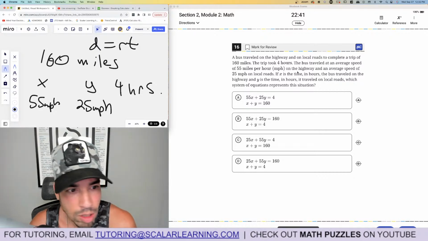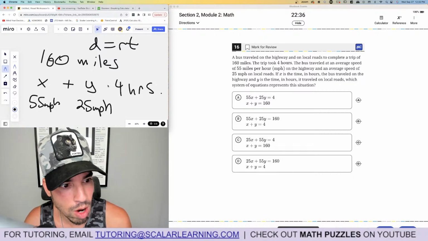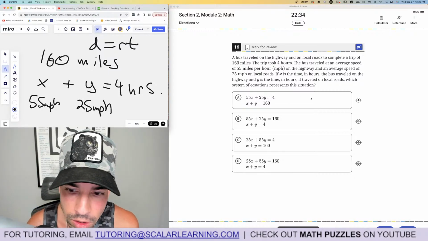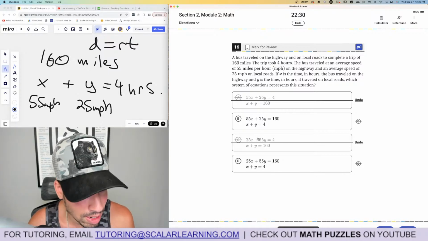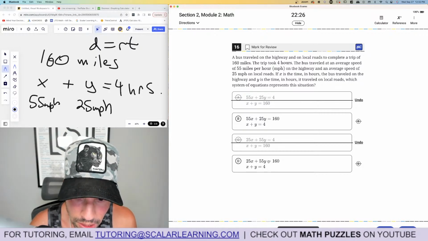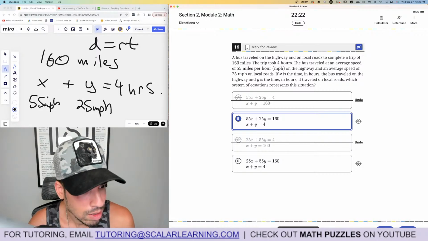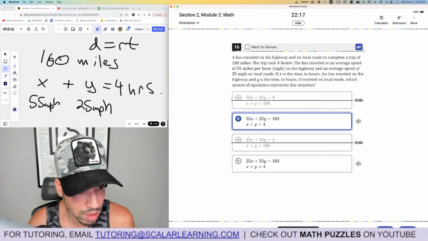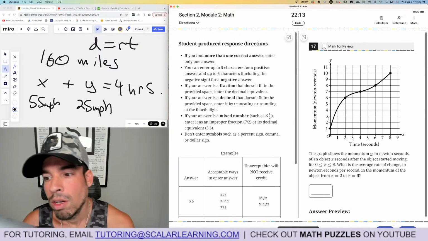Okay, hold on. Tip 4. X and Y are the number of hours traveled on each, which means X plus Y equals 4. We know that. So it's not this one, and it's not this one. It's one of these two. And then we already got it: 55 times X plus 25 times Y. Here they flipped it. 55X plus 25Y equals the total miles, because rate times time equals distance, 160. So we're adding them together. B is the winner, done.